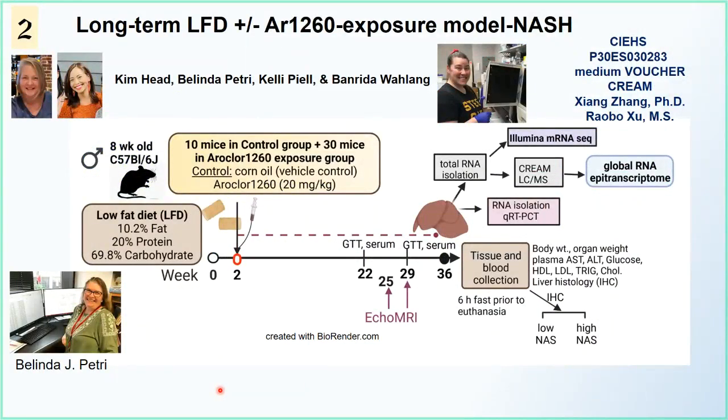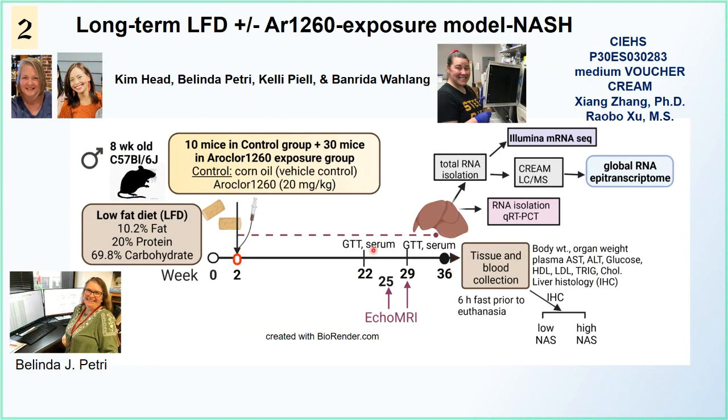Now I'm going to switch to a different model. And this is the long-term low-fat diet plus Aroclor exposure model of NASH. This was work that we did with Kim Head and Banrida Wahlang in Dr. Cave's group. And Belinda and Kelly were involved from the very start of this experiment, in which 8-week-old C57 Black 6 mice were put on a low-fat diet, so different from our high-fat diet, only 10.2% fat and then the rest protein and carbohydrate, for 2 weeks prior to a single oral gavage of Aroclor 1260, the same dose, 20 milligrams per kilogram, and then followed out for an additional 34 weeks, for 36 total weeks on this low-fat diet prior to the collection of livers.